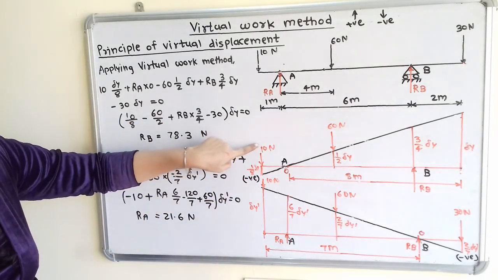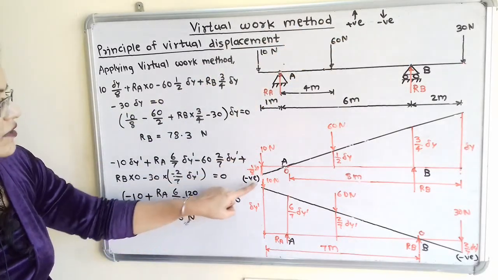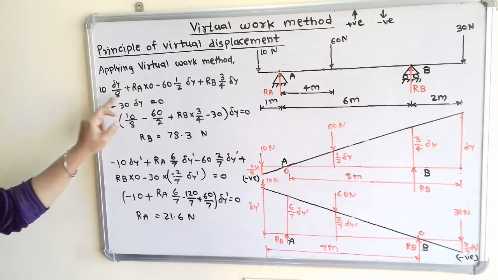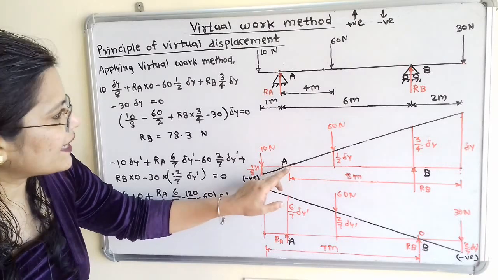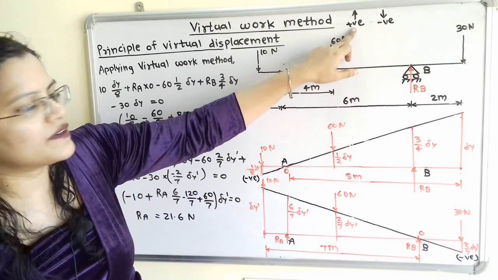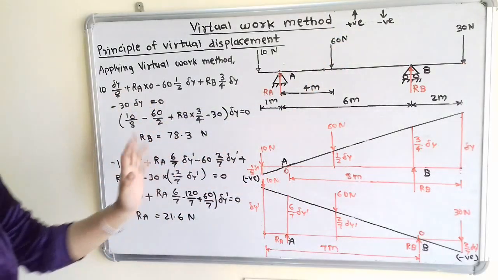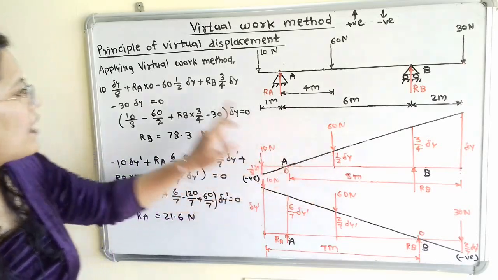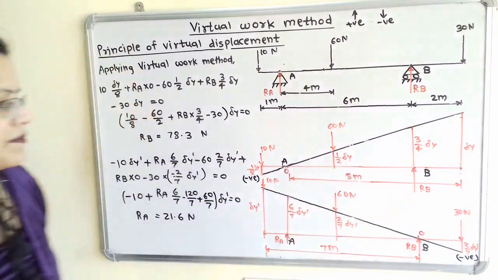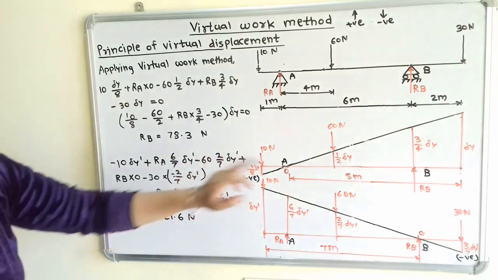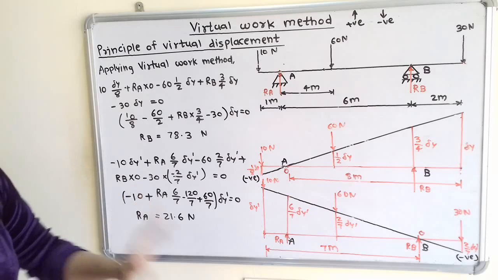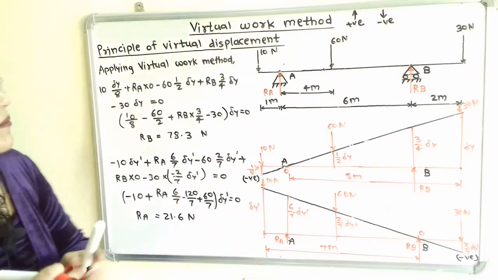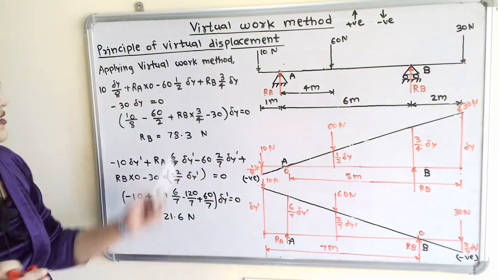Now we will move to the first force. Here is 10 Newton which is in downward direction, so minus 10, and here also minus delta y by 8. This minus will become plus, so we write 10 multiplied by delta y by 8. Now the second case. At point A, the reaction is in upward direction, so we take plus Ra multiplied by displacement, which is 0. Next force is 60 Newton in the downward direction, so minus 60 multiplied by half delta y. Next is Rb, in upward direction, so plus Rb into displacement 3 by 4 delta y. And next is 30 Newton, in downward direction, so take negative sign, minus 30 into this delta y, is equal to 0.